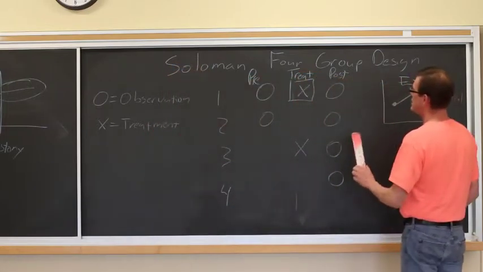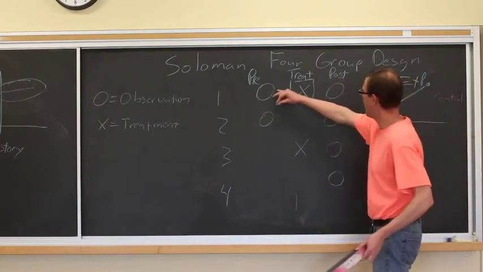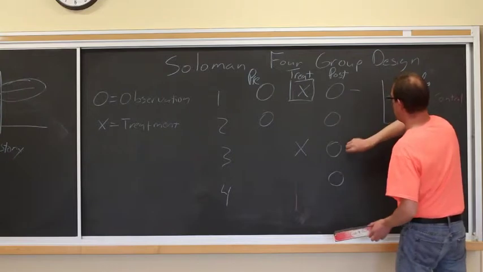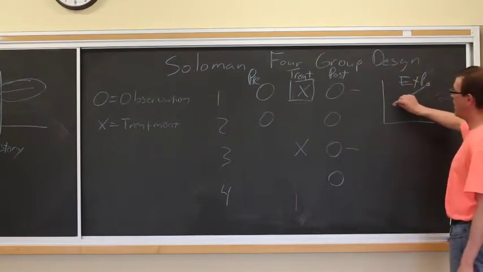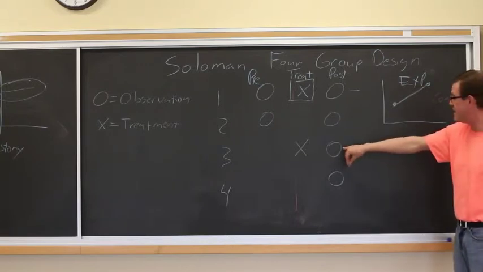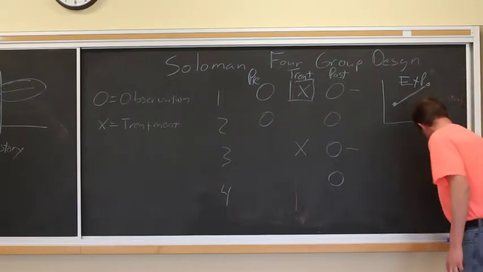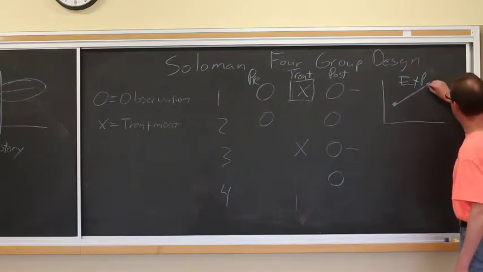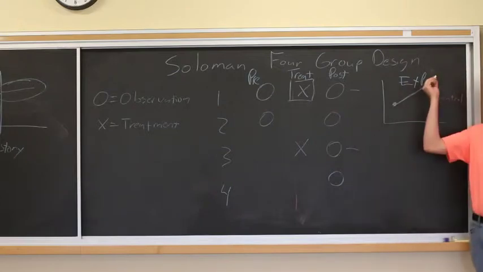So let me just contrast these 2 groups right here. So 1 and 3. So 1, I have a pretest and a post-test. What I would want to see is that 3 also, let me use a different color, 3 should also be right there on top.